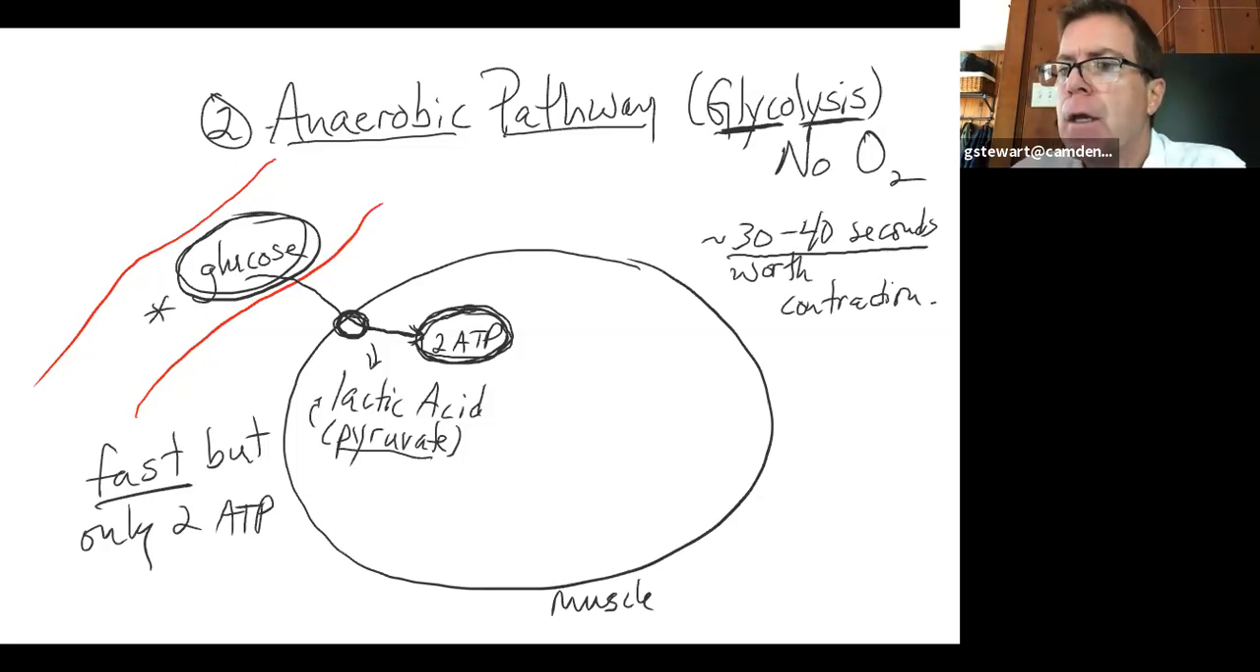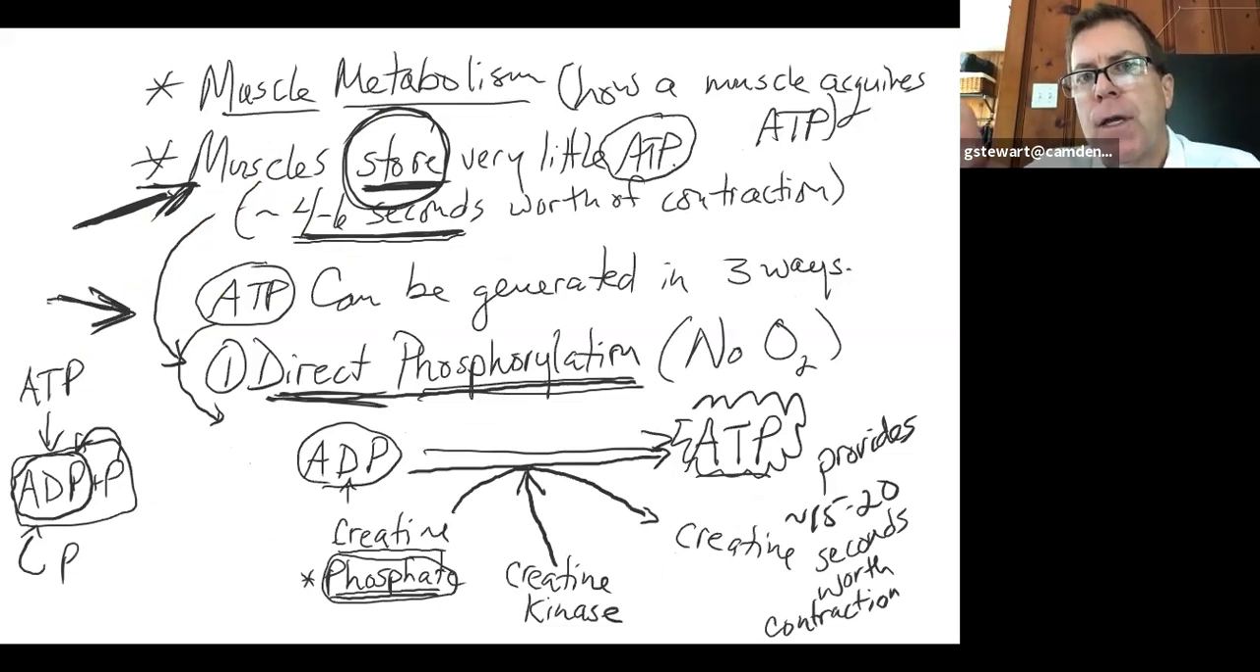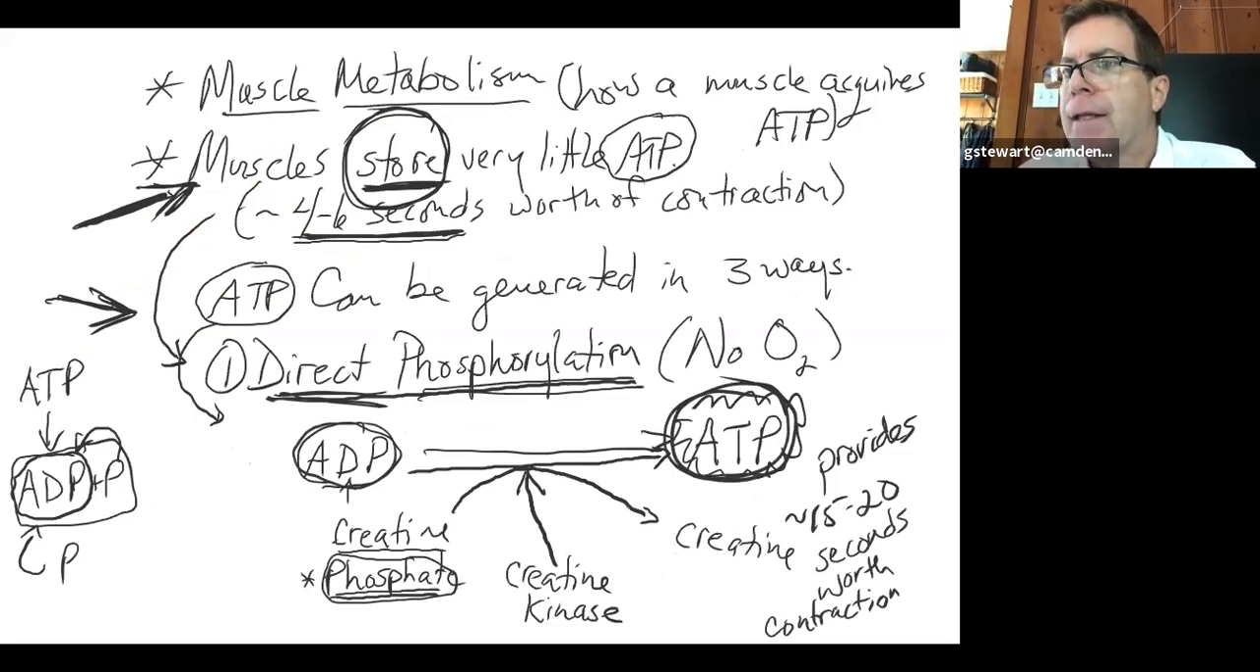So let's just take that famous sprinter Usain Bolt as an example. When Usain Bolt starts out of the blocks when he's racing and that gun goes off, the first thing his muscles do is they use stored ATP for contraction. That gets him about 4 to 6 seconds down the track. Then his muscle cells direct phosphorylate to produce ATP molecules. That gets him about 15 to 20 seconds, and he's so fast that he's done running by now.